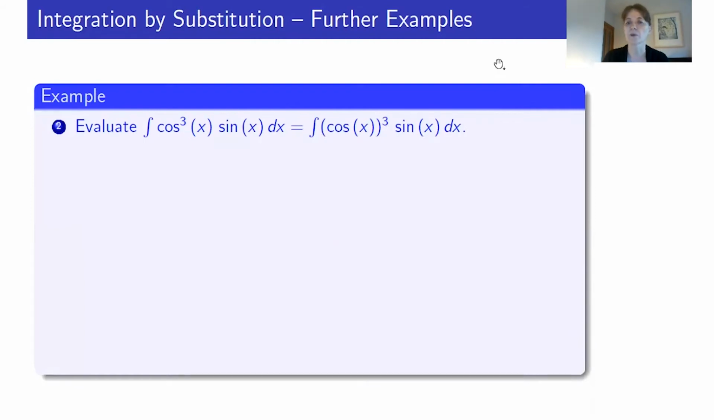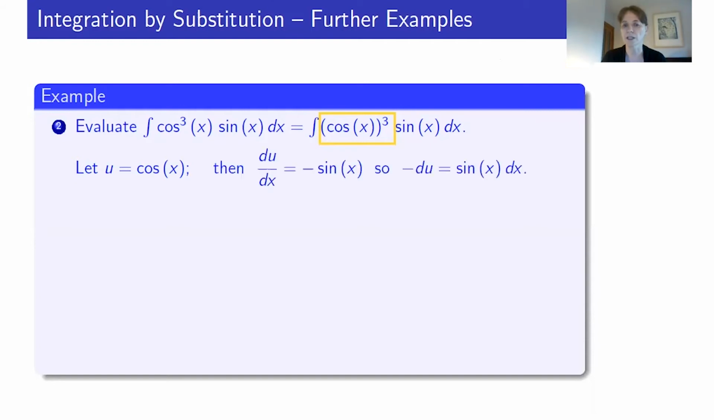As a second example, suppose we wanted to evaluate the integral of cos cubed of x times sine of x with respect to x. Remember the cos cubed of x here means cos of x all cubed. That's where we have our composition: it's the function cos of x within a cubic function. So we're going to let u equal the inner function, cos of x. Then find du dx, which is minus sine of x. And that allows us to write sine x times dx as minus du.